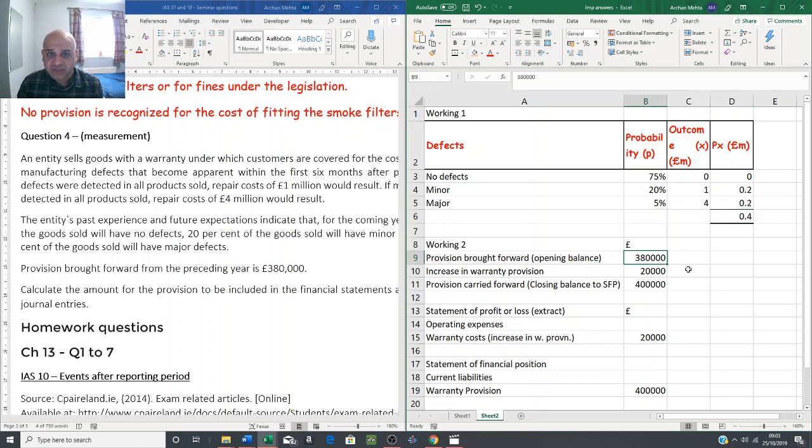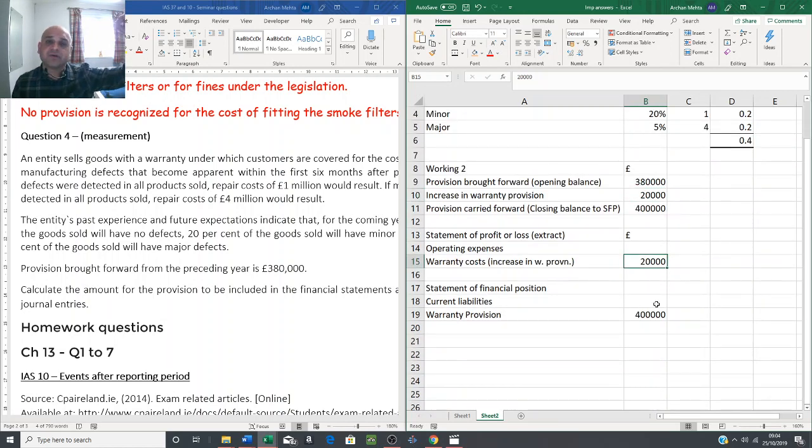Last year's provision was 380,000 brought forward. This year's provision is going to be 400,000. So from our accounting point of view, it is going up by 20,000. Debit statement of profit or loss by 20,000 and liability by 400,000. If this was the first time they're recognizing the provision, then there won't be any increase or decrease. The entire 400,000 in that scenario will be debited to statement of profit or loss, and the same amount will be credited as a liability.